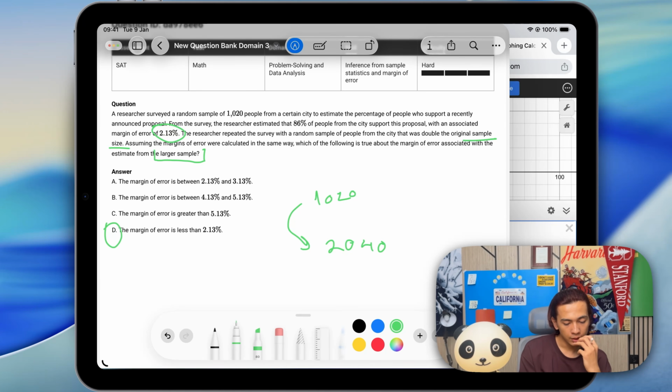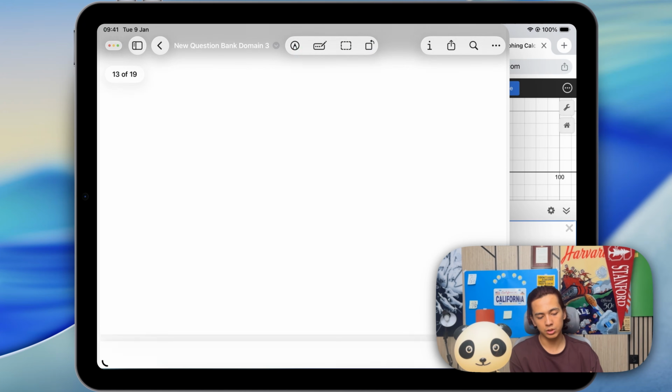That's it. The margin of error is in between this and that. No, it's going to be less, for sure less. It's not going to be higher. It's going to be greater again, yeah. Only option D would make sense of all those options here.